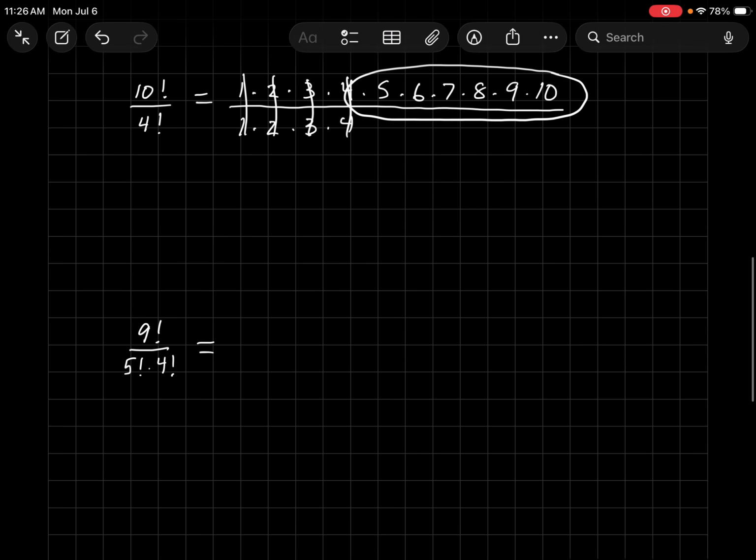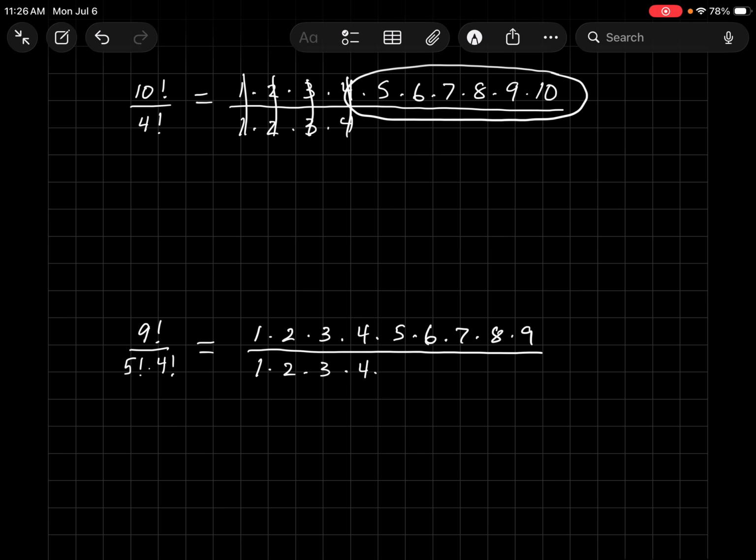What if we have 9 factorial over the whole thing in the denominator, 5 factorial times 4 factorial? Well, let's write these things out. 9 factorial is 1 times 2 times 3 all the way out to 9. And then 5 factorial, we'll multiply these numbers 1 times 2 all the way out to 5. And then we have another 4 factorial, which is 1 times 2 times 3 times 4. So let's start canceling things. The 1 through 5 cancel. We're left with 6 times 7 times 8 times 9 over 1 times 2 times 3 times 4.